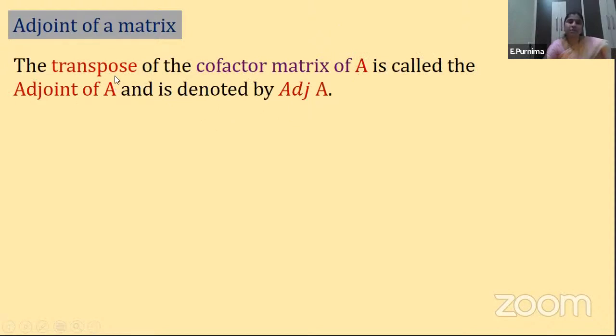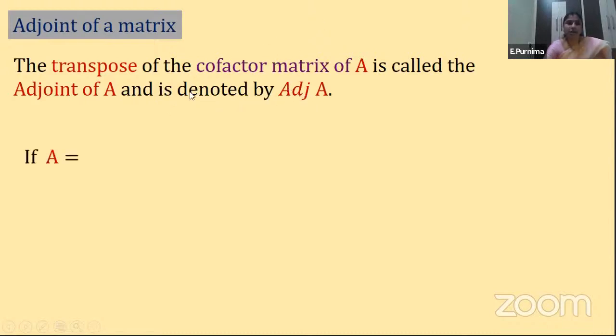So what is the adjoint of a matrix? It is also a matrix, but what is it? The transpose of the cofactor matrix. In the last session we already learned about finding cofactors for the given elements. After you get the cofactors, we replace the elements with their cofactors, so that becomes the cofactor matrix. If you find the transpose of that cofactor matrix, that is nothing but the adjoint of A, written as adj A.